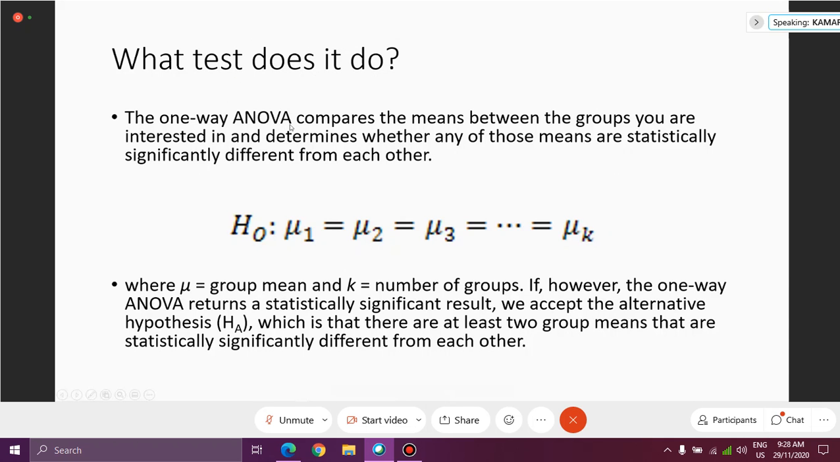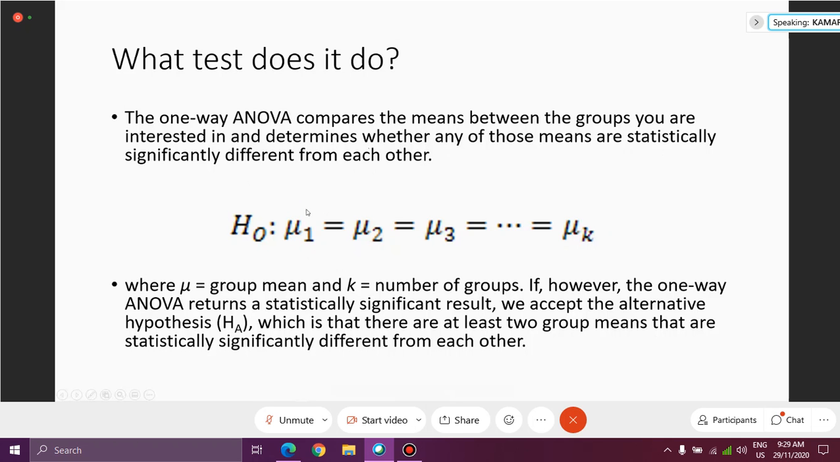So one-way ANOVA, okay, there is one-way ANOVA, there is two-way, three-way, and so on. But for the time being, we will learn about one-way ANOVA. One-way ANOVA compares the means between the groups you are interested in, and it will determine if any of those means are statistically different from one another.